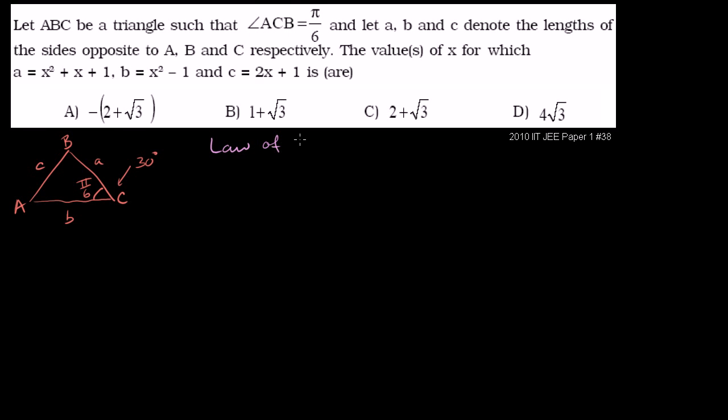Law of cosines tells us that c squared is equal to a squared plus b squared. It's essentially the Pythagorean theorem with an adjustment right here, because this isn't a right triangle. So a squared plus b squared minus 2ab times the cosine of c. Now, in this case, angle C is angle ACB, which is 30 degrees. So what's the cosine of 30 degrees?